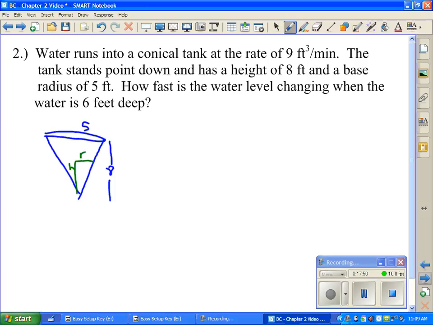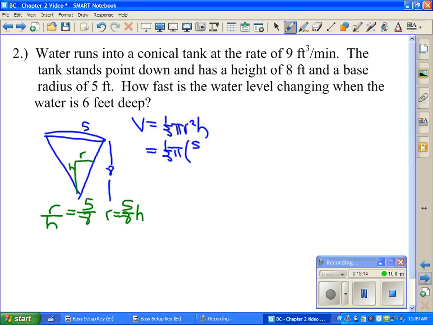And the first thing we did was we used similar triangles to find a relationship between r and h so that we can reduce the variables working here. So r is to h as 5 is to 8, so r equals 5/8 h. So we're going to put that in here: 1/3 pi (5/8 h) squared times h. And if I simplify this, I get volume equals 25 pi over 192 h cubed, I believe.